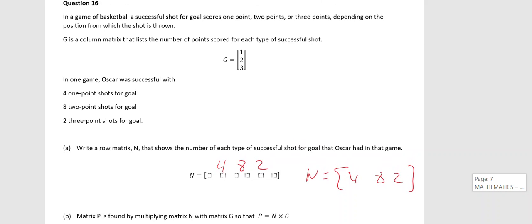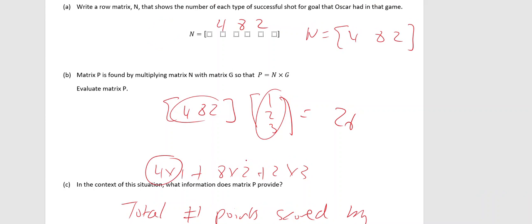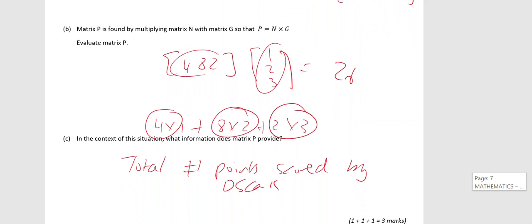Because a 1-point shot is worth 1 point, he scored 4, so you go 4 times 1 here. He scored 8 2-point shots, and he scored 3 3-point shots. So we add them together, you get the total score, which is 26. So that's what the matrix multiplication actually does.